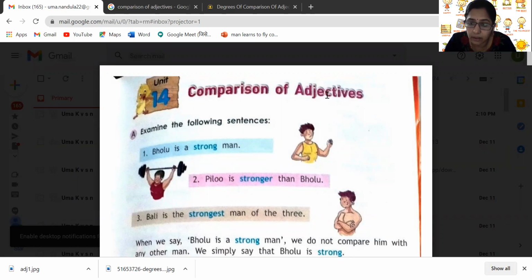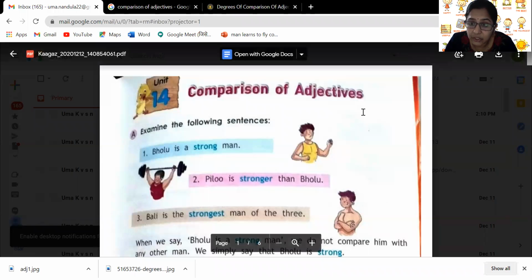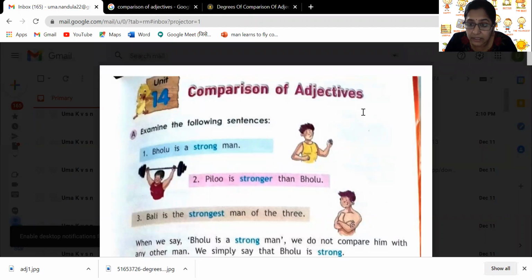She's very good, good. So when we describe somebody or something, a red basket. What type of basket? Red basket. A big basket. Big. Such type of words, where we describe any nouns or pronouns, are called adjectives. He's a strong man.